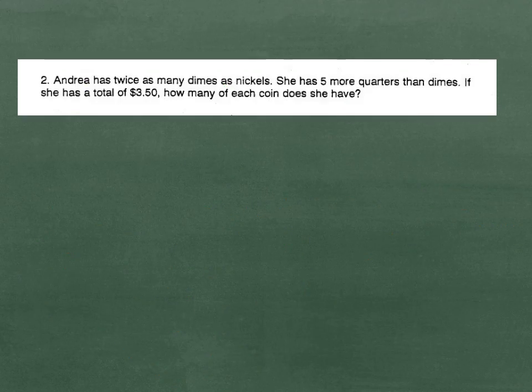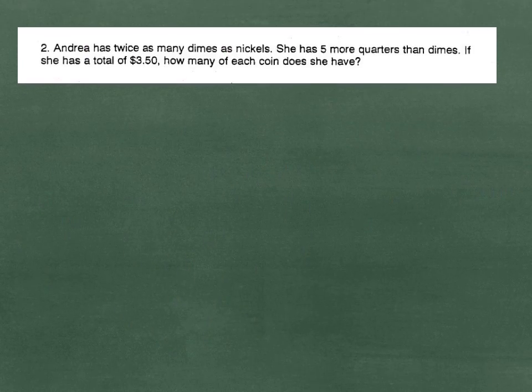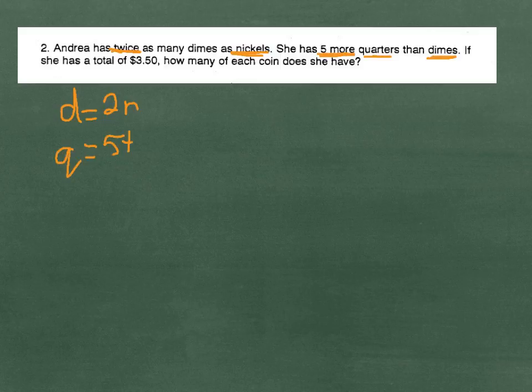If we look at the second question, Andrea has twice as many dimes as nickels. She has 5 more quarters than dimes. If she has a total of $3.50, how many of each coin does she have? So Andrea has twice as many dimes as nickels. So it's actually going to be that D is equal to, in our case, 2N. She has 5 more quarters than dimes. So that means that quarters is going to equal 5 plus dimes.